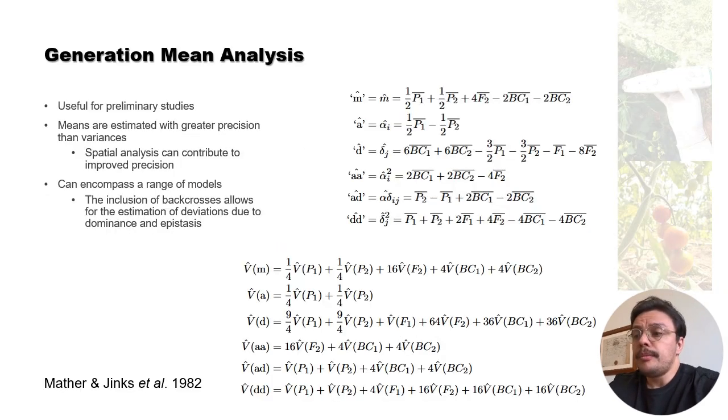Now we followed to the second stage, where we conduct the actual generation mean analysis. For this, we use predicted data and the original data set, and we extracted means and variances for each generation using these formulas, as suggested by Mather and Jinks. First, we fitted the additive-dominance model and performed a goodness of fit test to check if it was accepted.